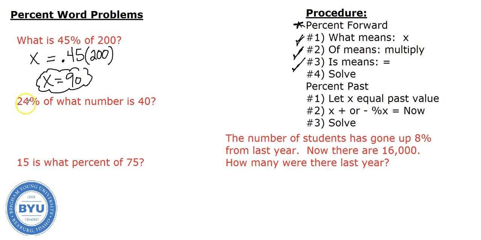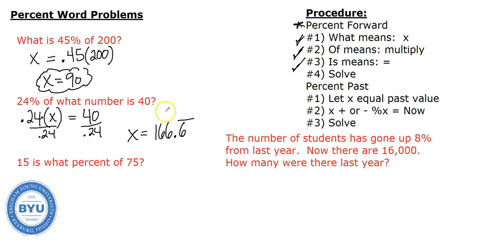Let's check this next one out. 24% of what number? Let's translate this. 0.24. Of means multiply. What number? We don't know. Is means equals. 40 is a number. Again, we're just translating these. What means the X. To get X by itself, we're going to divide both sides by 0.24. And so we get X equals 40 divided by 0.24, which comes out to be 166.6 repeating.